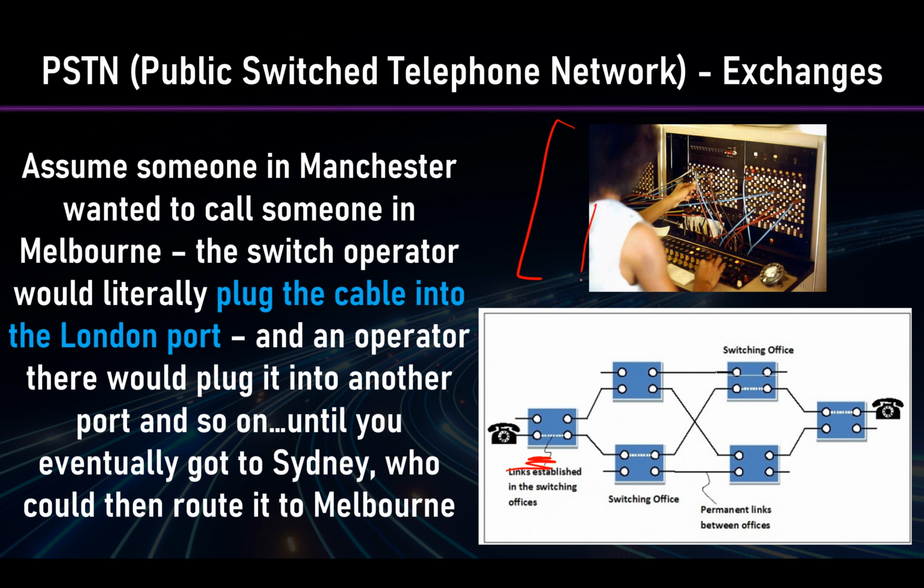You're then going to have the person who's physically unplugging and plugging it in. Let's say they want to go from the Manchester exchange to the London exchange. So if this is the London port, what they're going to do is unplug this wire and connect it into the London port. Then from London, maybe it goes to Paris, then wherever. Eventually, it's probably going to end up in Sydney, and then they can plug that into Melbourne. Hopefully that makes sense how it works.